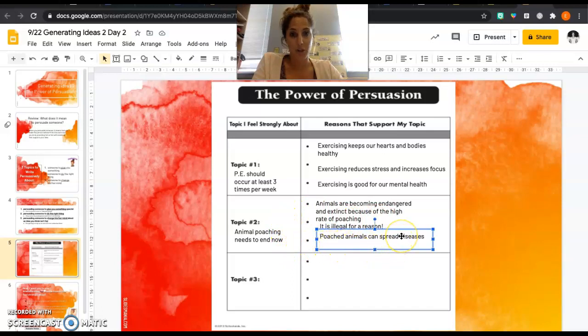And what you guys are going to do is you are going to see this sheet in your Seesaw assignment, and I want you to come up with 2 topics. You can use the one that you did yesterday, or you can come up with a new one if it's not something that you're passionate about, the new rule in school. And you're just going to come up with 2 topics that you are passionate about and give 3 reasons that support that topic.